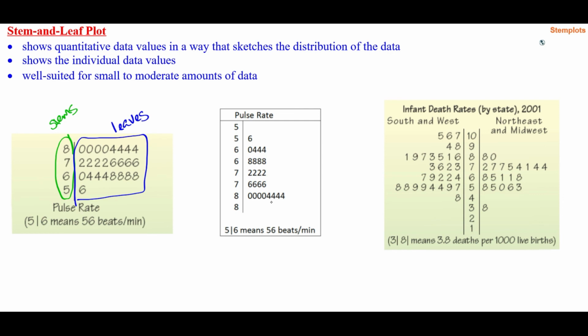These first 2 graphs are actually representing the same data set. This second graph here is called a split stem graph, and that's because you can see there's 2 5s and 2 6s and 2 7s and 2 8s.